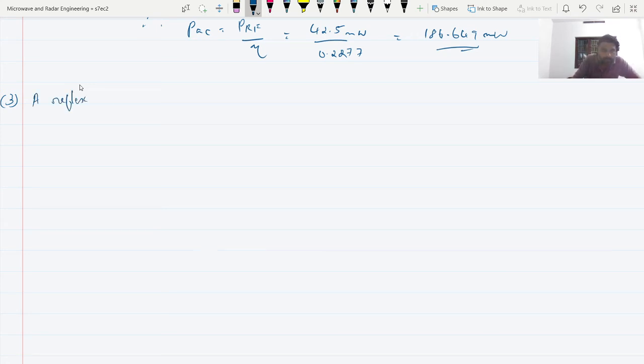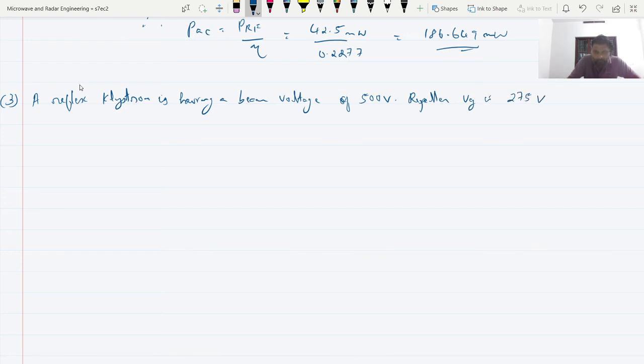A reflex klystron is having a beam voltage of 500 volt, ripple voltage is 275 volt. The ripple anode is placed at 1.5 millimeter from the cavity.